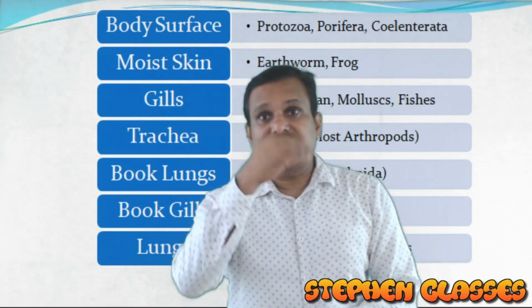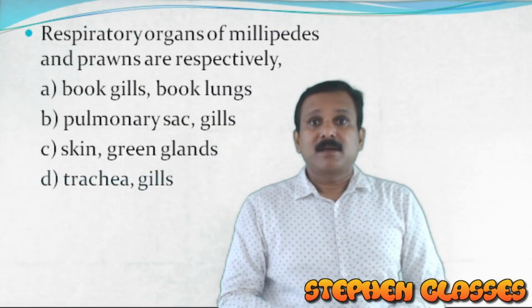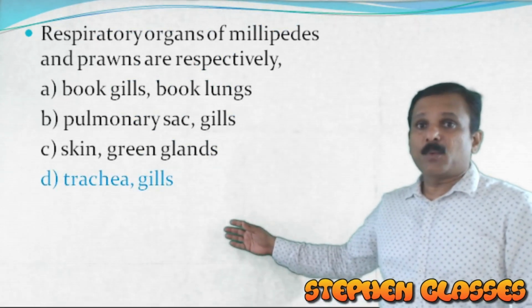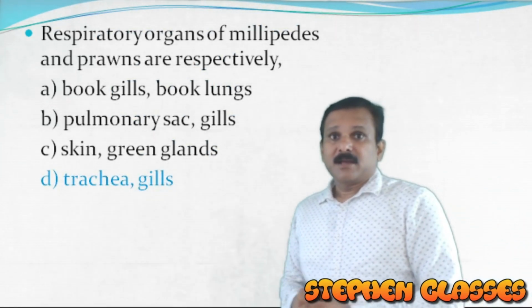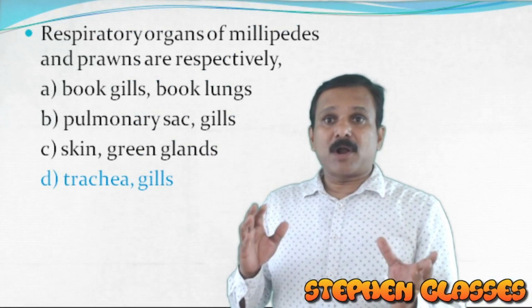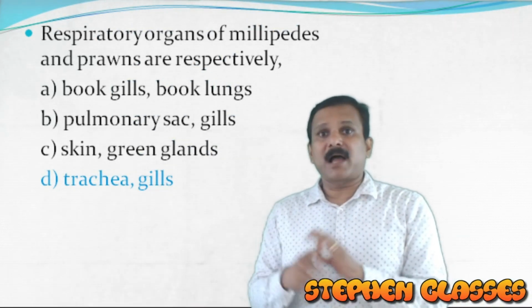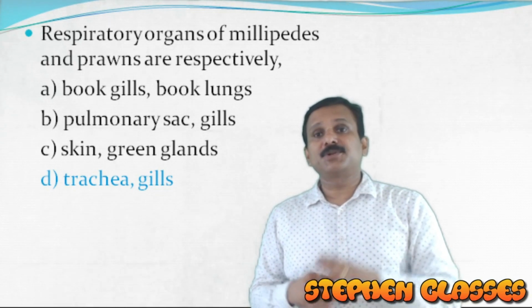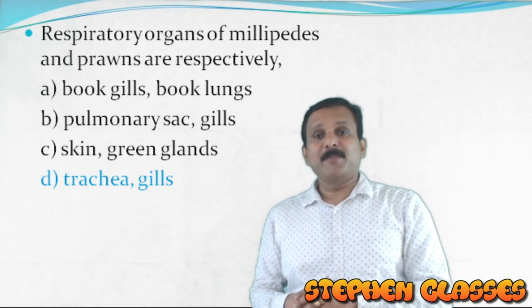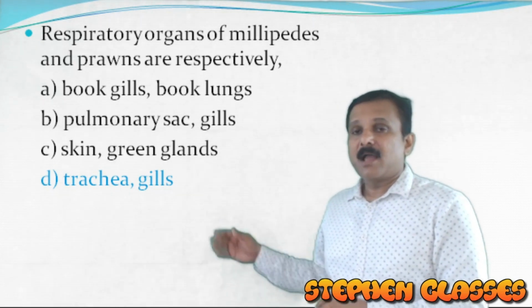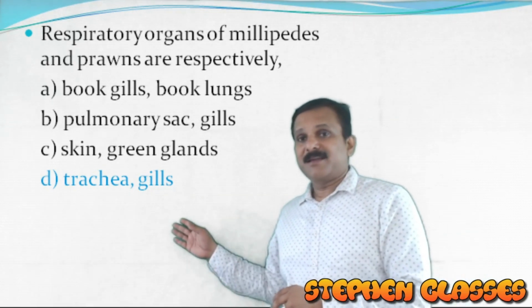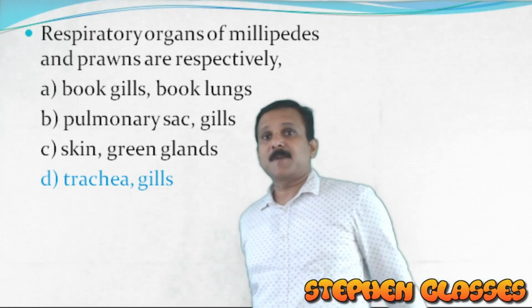Right. We move to our next question now. Respiratory organs of millipedes and prawns. Millipedes belong to the group Myriapoda, and prawns belong to Crustacea. So for Myriapoda it will be trachea, and for Crustacea it will be gills. So our answer is option D.